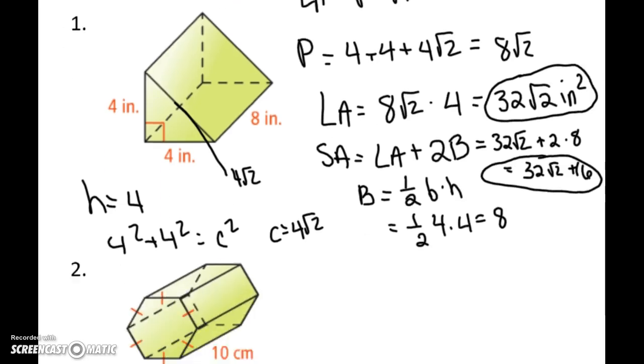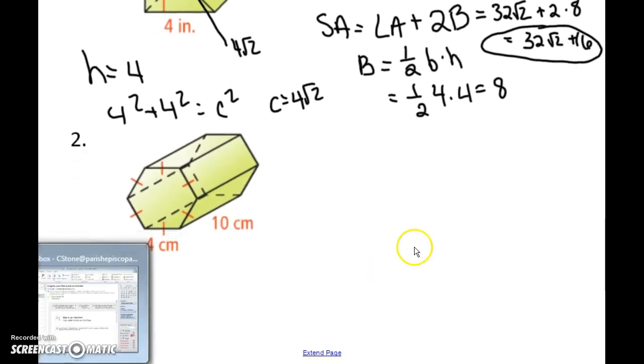All right, let's take a look at the next one. This is a regular hexagonal prism.